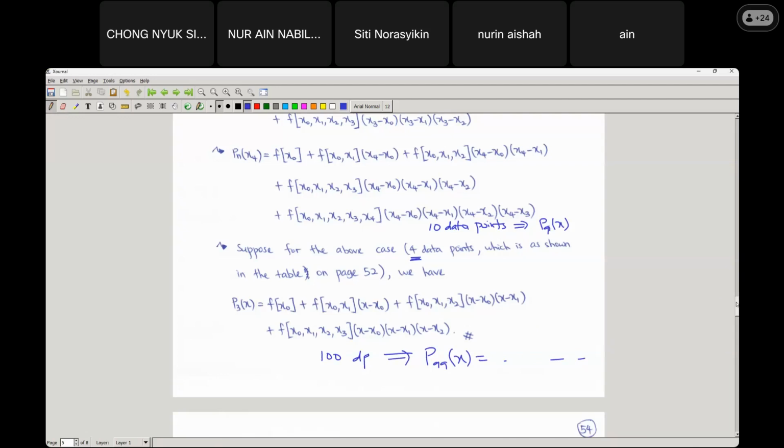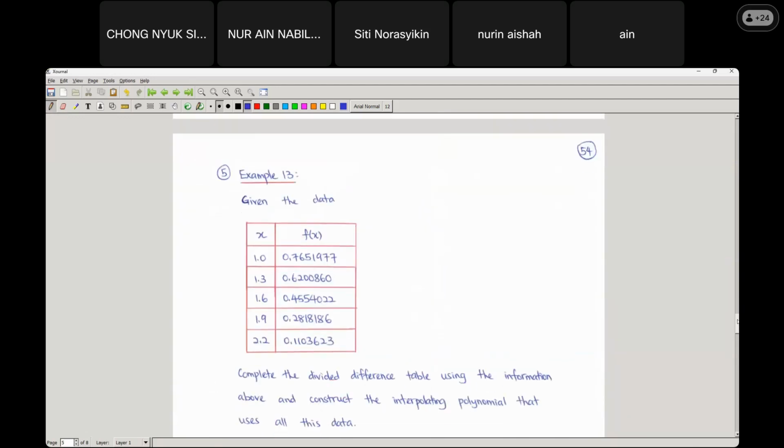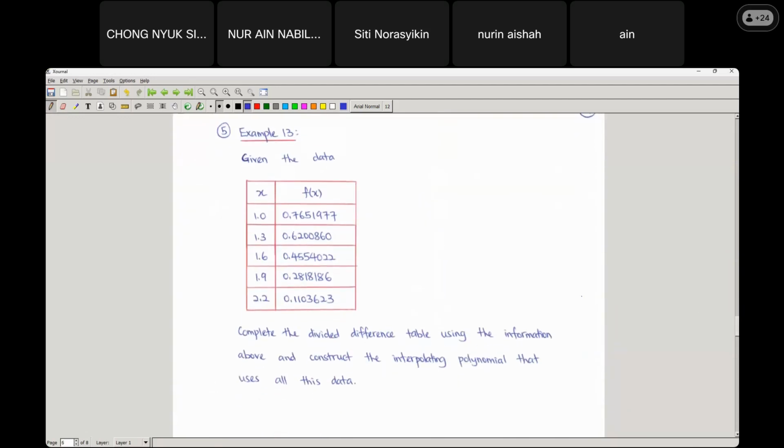Now, let us take a look at this example. So far, do you have any questions before I proceed to the example? No questions. Then let us take a look at example 13. I would like to let you know that divided difference is one of the famous sections, especially in exams.